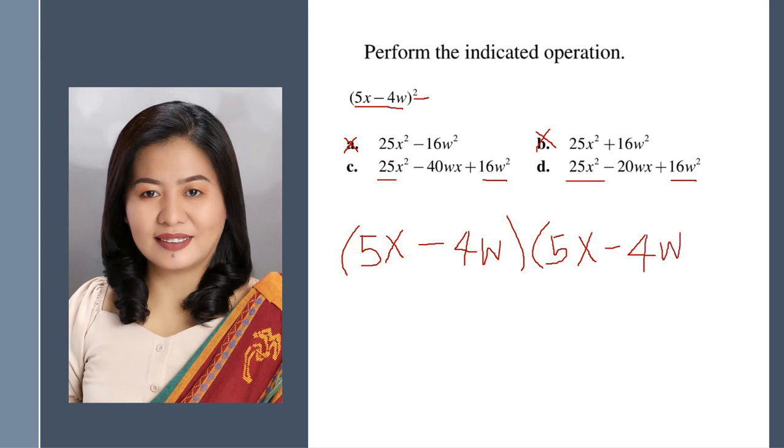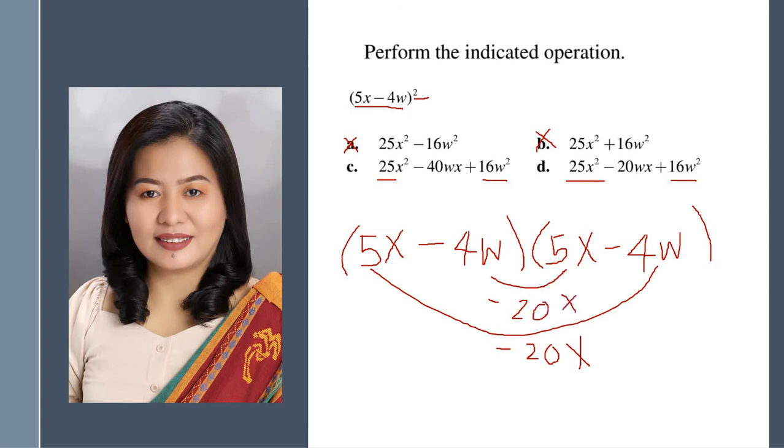To get the middle term, that will be finding the product of the outside. That's negative 20x, and the product of the inside, that is also negative 20x, and we have 2 negative 20x. Therefore, our answer is letter C because it gives us a middle term of negative 40x.